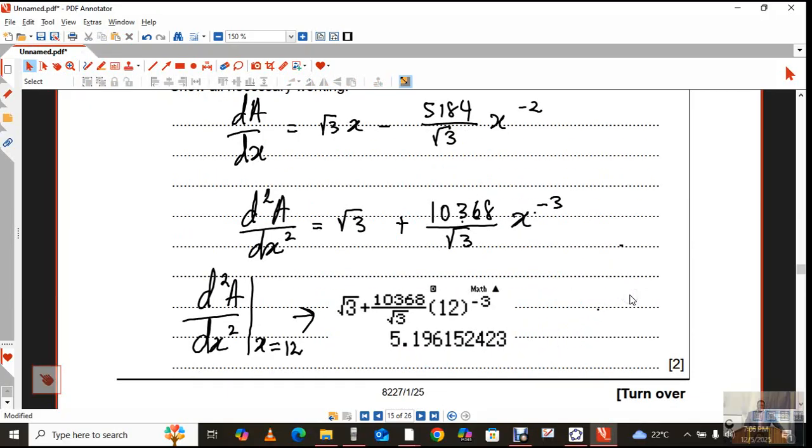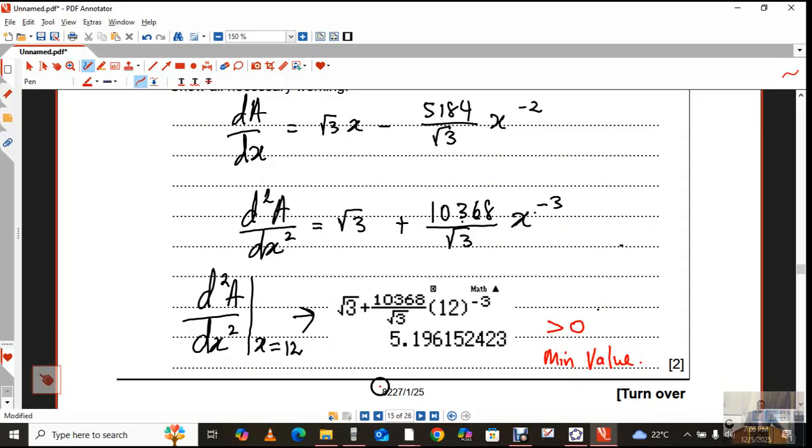Now, as you can see from here, we can see that this is clearly greater than 0. And if the second derivative is greater than 0, it's a minimum value.